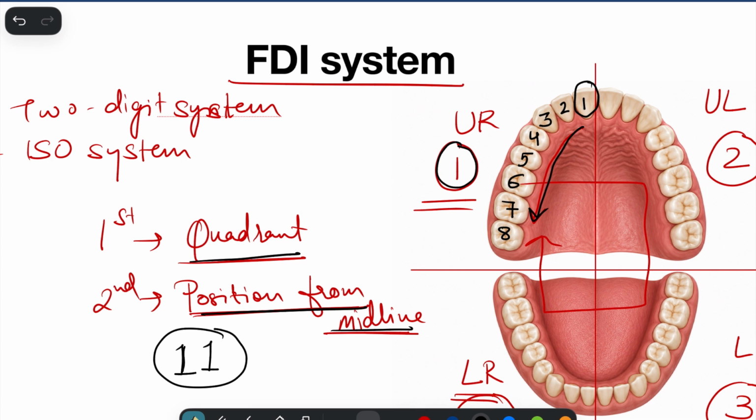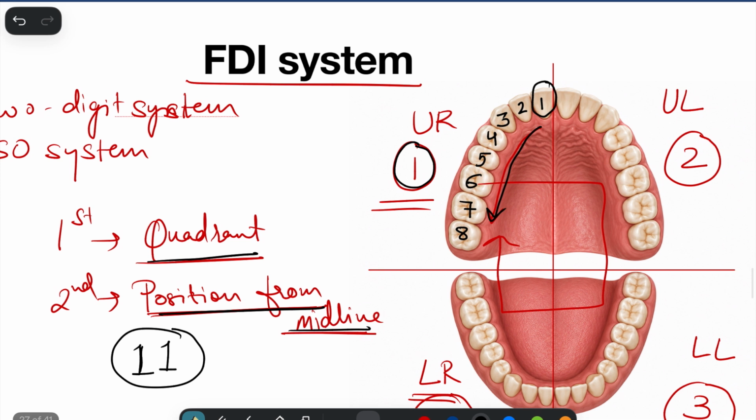Now let's take another example: the maxillary left central incisor. The maxillary left quadrant is denoted with number 2, so we write 2, and again we are talking about the central incisor, which is represented by number 1. So this is how you represent the maxillary left central incisor.